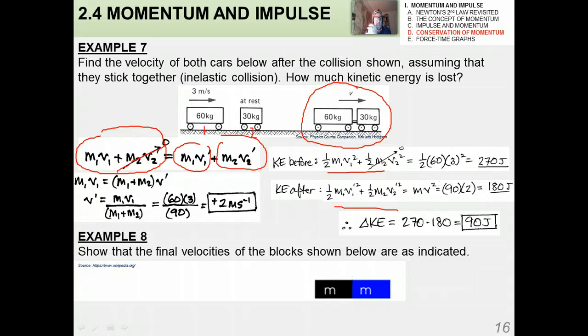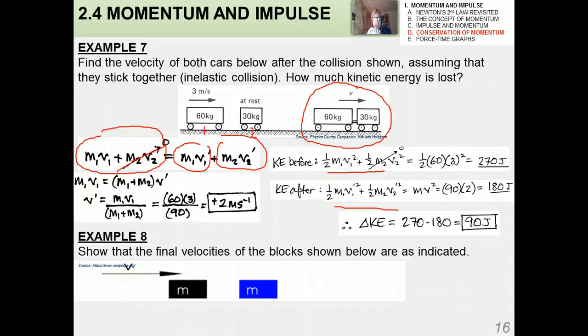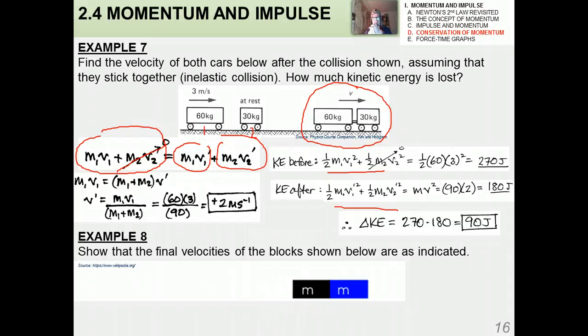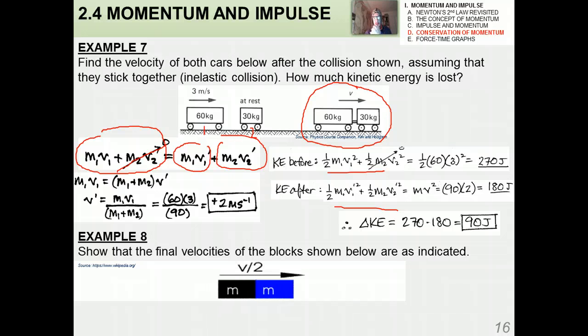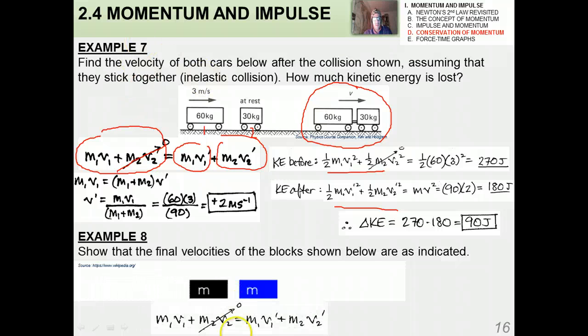Here's another example, okay? We have two blocks of the same mass. One is at rest, the other one is not, coming in with a speed v. And basically, I'm asking you to show that the final velocity of the blocks when they're stuck together is 1/2 of v, okay? So kind of a similar case as example 7, but without numbers, okay?